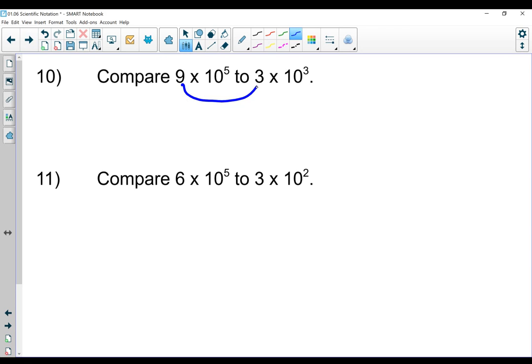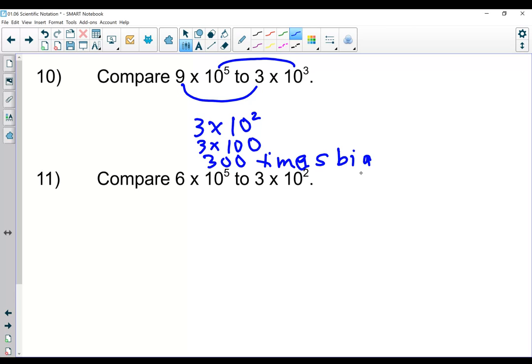So first I would look at the 9 and the 3. And I know that 9 versus 3, it's going to be 3 times bigger. So I'm going to write 3 times, but then I also have to look at 10 to the 5th versus 10 to the 3rd. So if I have 10 to the 5th versus 10 to the 3rd, I need to figure out how many decimal places bigger that is. So that would be 10 to the squared decimal places bigger. 10 to the squared is 100. So I have 3 times 100, which is going to be 300 times bigger.